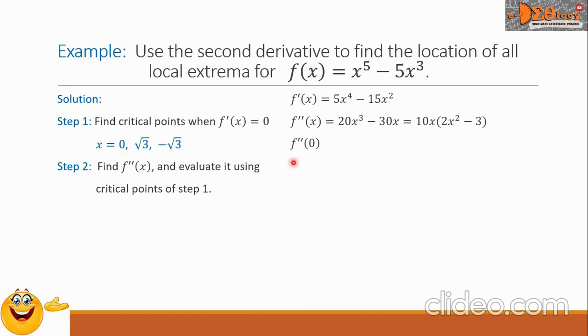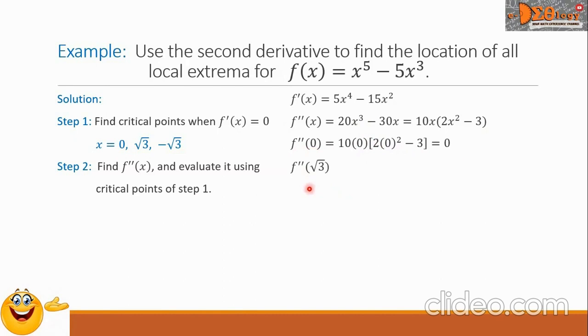Let's begin with f double prime of 0. This is now equal to 10 times 0 times the quantity 2 times 0 squared minus 3. The 0 outside makes the whole expression 0. So f double prime of 0 is equal to 0.